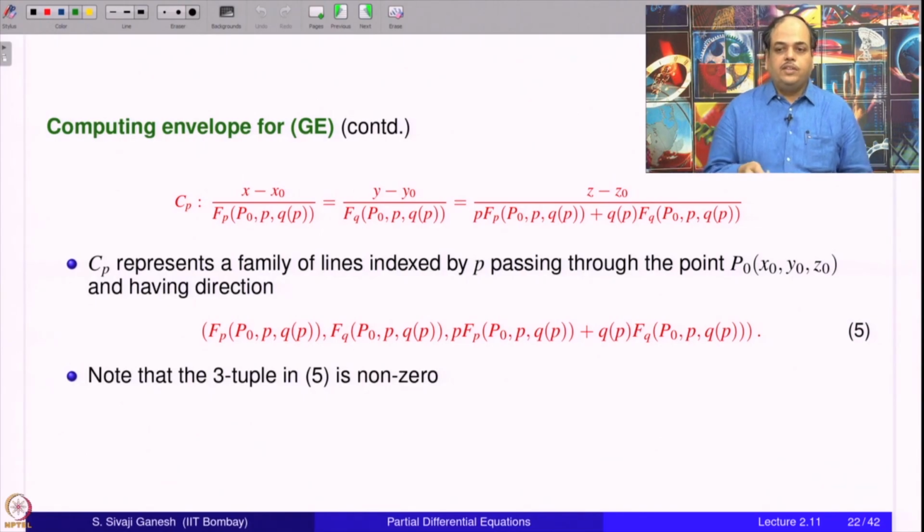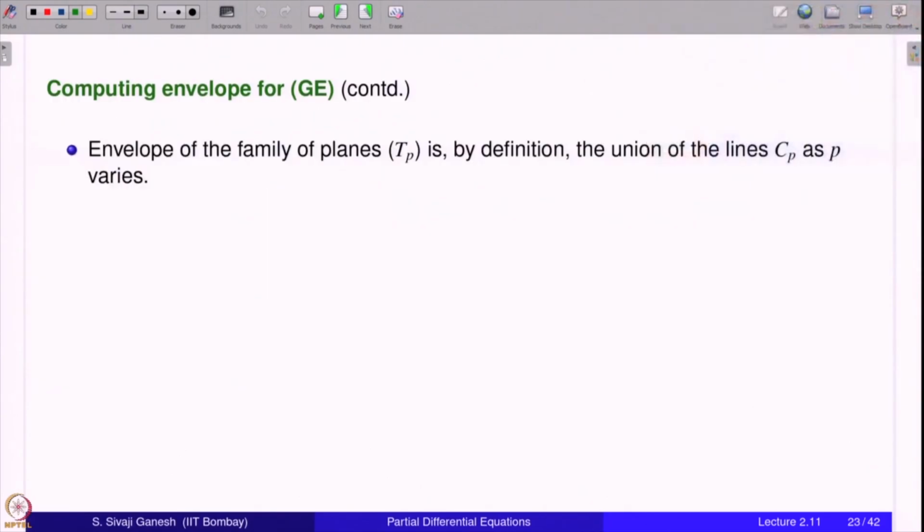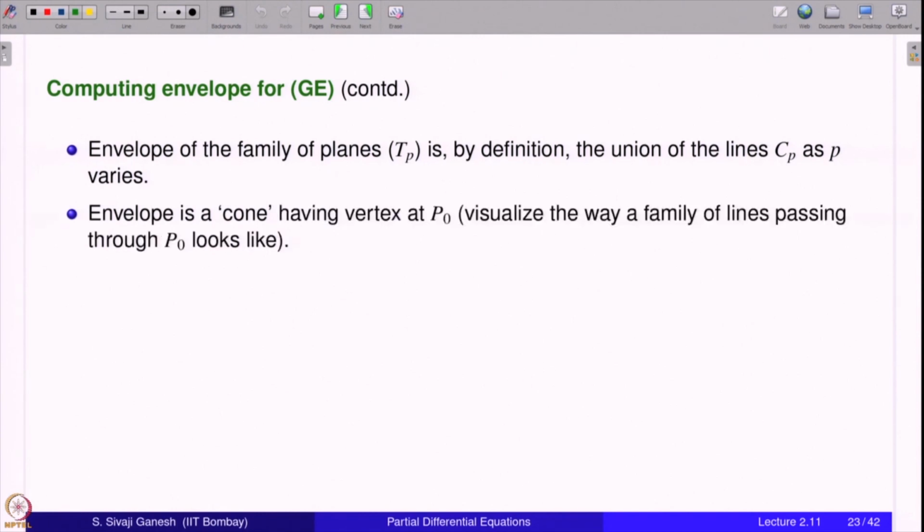The 3-tuple which is given in 5 is non-zero, because we have assumed that fp square plus fq square is not equal to 0 throughout the domain of f. That is a hypothesis on f. An envelope of the family of planes Tp, by definition, is a union of Cp, that means union of these lines. So, envelope is a cone having vertex at p naught.